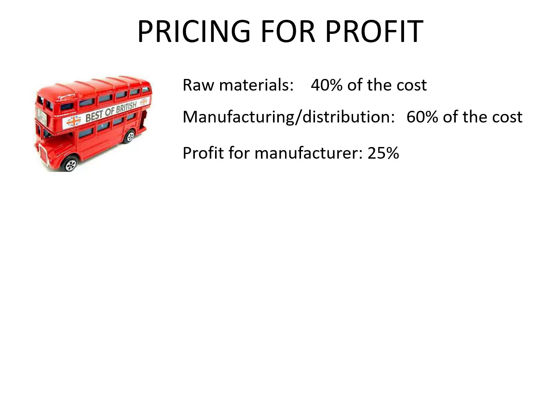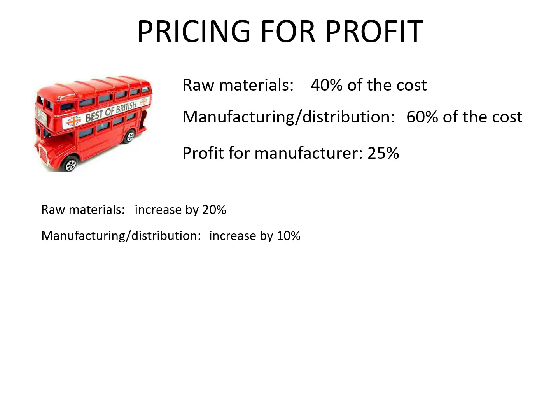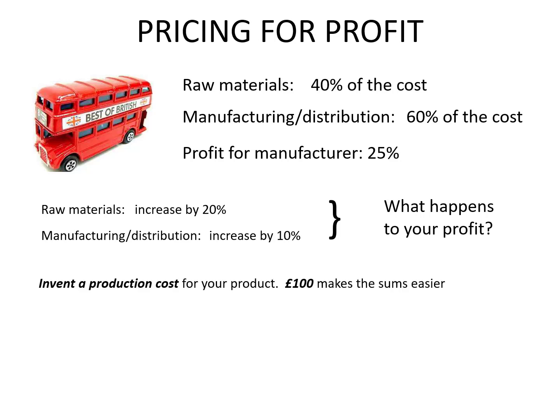Now, I'm not going to tell you what that bus costs. What I am going to tell you is that the cost of production is going up. The raw materials are going up in price by 20%, and the manufacturing and distribution costs are going to increase by 10%. If you are the manufacturer of this toy bus, the question you need to ask is, what is going to happen to your profits? To work this out, it's much easier to assign actual costs to things. And we are going to invent a production cost for our toy bus, and we're going to make it £100 because it makes the sums easier, not because I think this bus is actually going to cost you £100 to make.